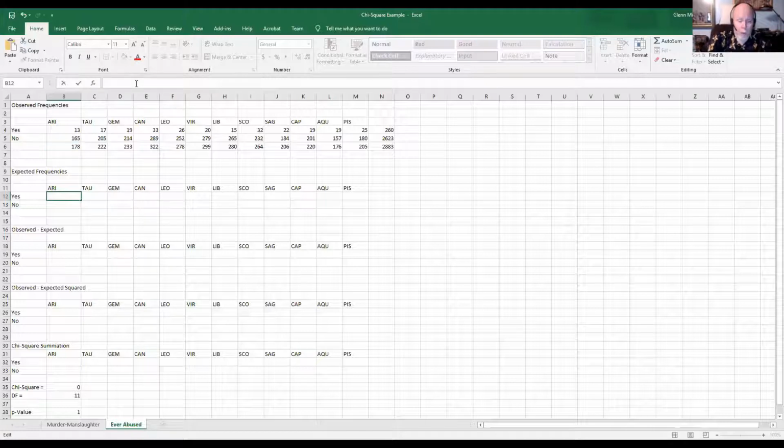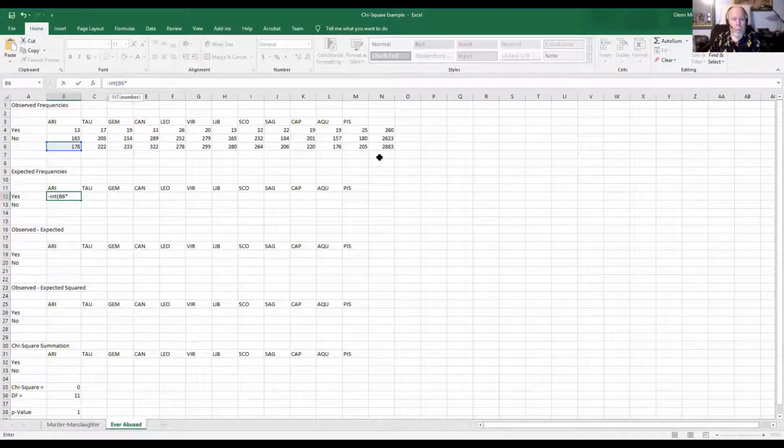Oh, how did I get that? That's just a function that's built in Excel. So I say equal int, and then open paren. Start off with the column total or the row total. It doesn't matter. We're going to multiply that by, anybody care to venture a guess?